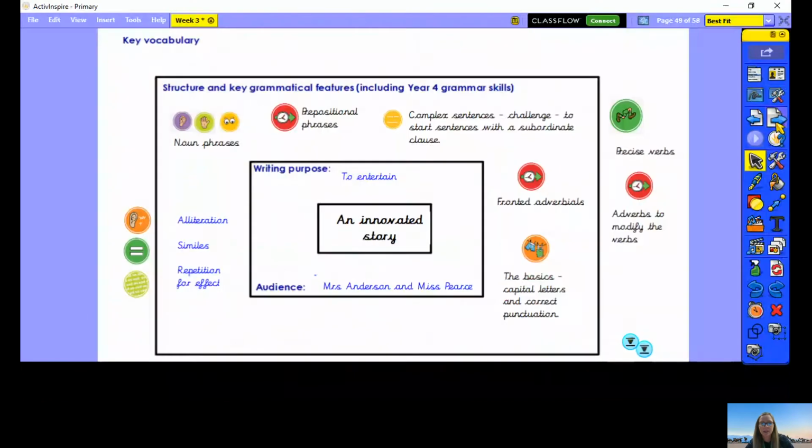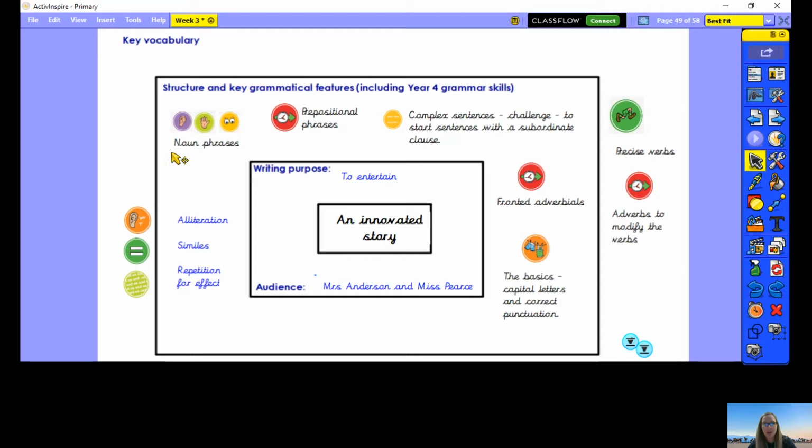Okay, so let's remind ourselves of what we're looking for in your story. Your innovative story, we're writing it to entertain, and it is going to be myself and Mrs. Anderson who are going to be reading your story. So all the features that we've been looking at in our writing over the last couple of weeks, this is your chance to really prove that you can use these skills.